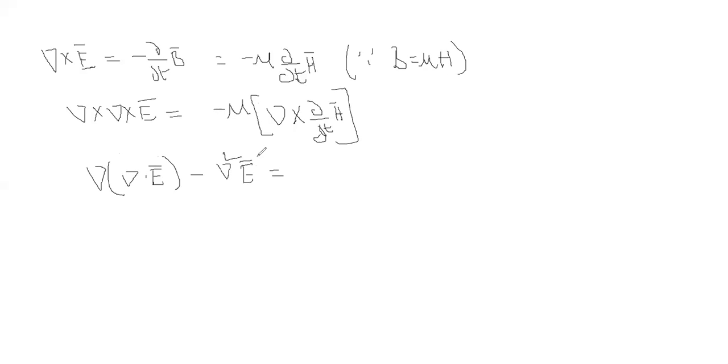This is one of the properties of the curl function. Cross is nothing but curl, dot is nothing but dot product. So del of del dot E bar minus del square E bar is equal to minus mu, and I am taking the dou by dou T for the total function, dou by dou T of del cross H bar.